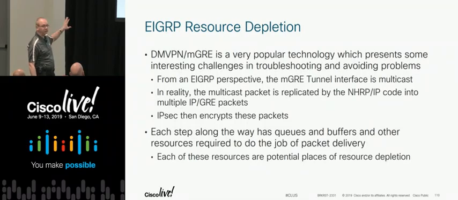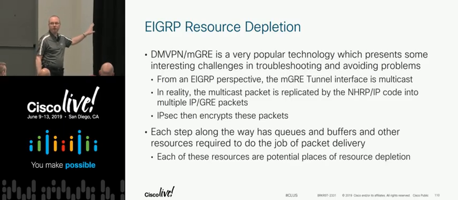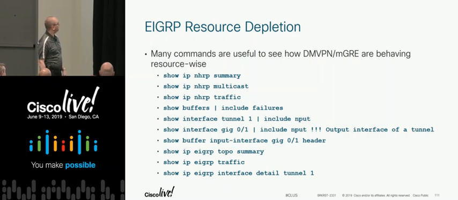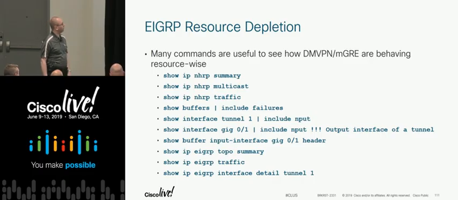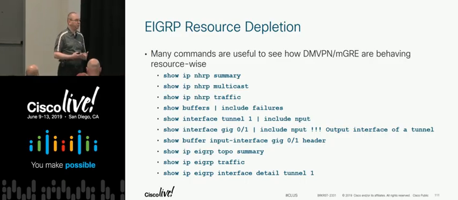And as I've said, since DMVPN involves so many additional technologies, typically if you do run EIGRP over DMVPN, then these commands here are your friends. And if you see, this is not just NHRP, but this is also packet buffers, interface buffers, and of course, EIGRP specifics as well. Once again, keep in mind, with all non-broadcast multi-access technologies such as DMVPN, we do head-end replication of the multicast, and that in itself adds a strain to the router.